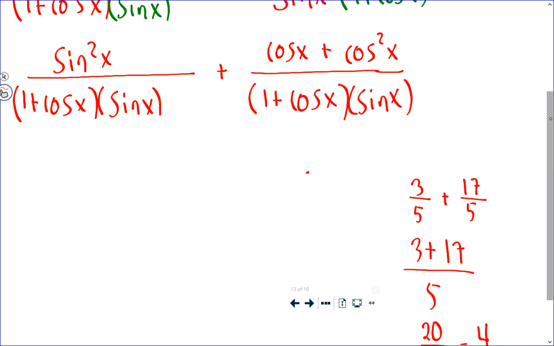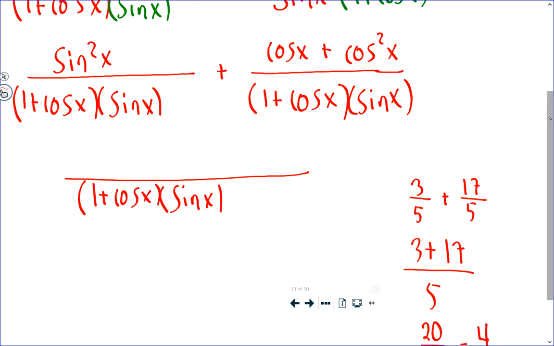Now we can put them together with the denominator of 1 plus cosine of x multiplied by sine of x, and we're not going to multiply that through. The hope, everybody, is that when we simplify, the top will contain a factor that's included in the bottom, and we can cancel. So what do we get on the top? We get sine squared of x plus cosine of x plus cosine squared of x.